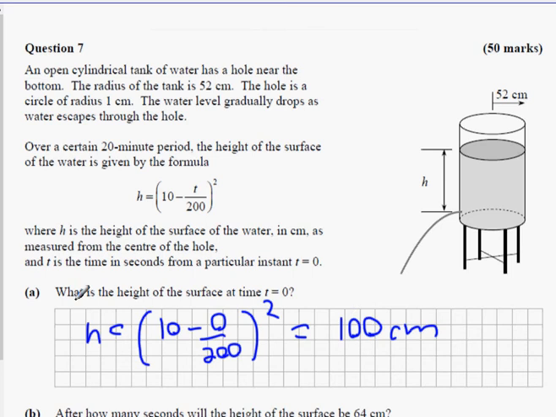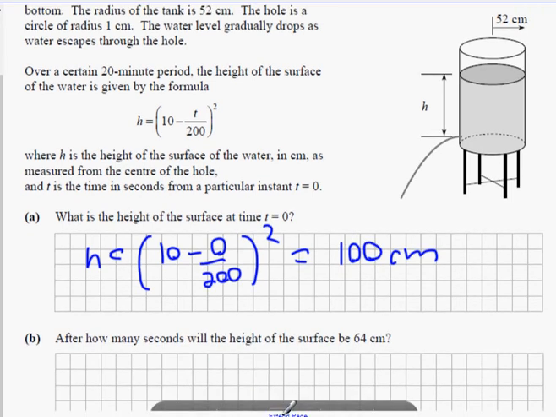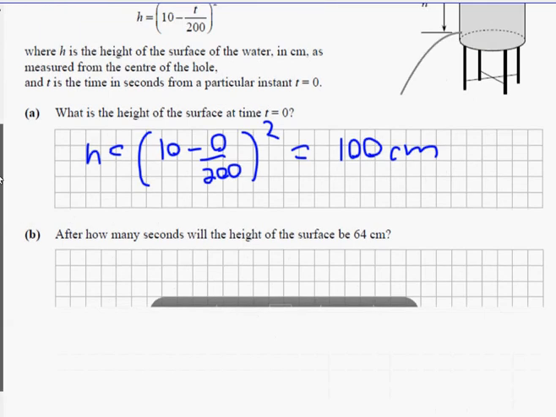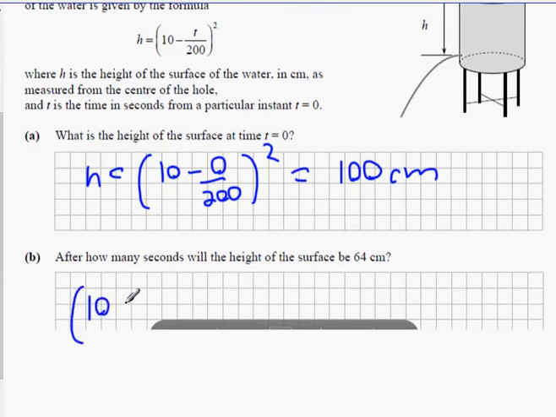Okay. Next one is, after how many seconds will the height of the surface be 64? Now let me explain. There's two ways to go at this. Your height formula is 10 minus t over 200 squared, and that is going to equal 64. Now there's two ways to come at this. I could square out the brackets, I could turn it into a quadratic equation. It's going to be 40,000 on the bottom. I have to multiply every fraction in there by 40,000 to get rid of it, and then I can do the minus b formula, I can solve it. But I have a much quicker way, right?